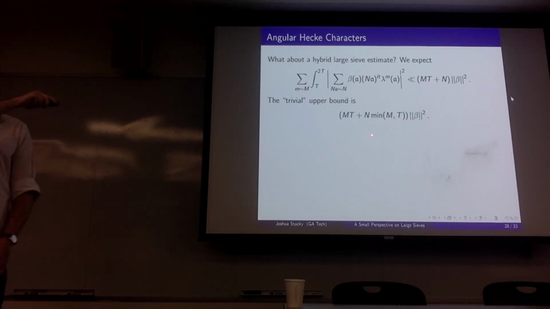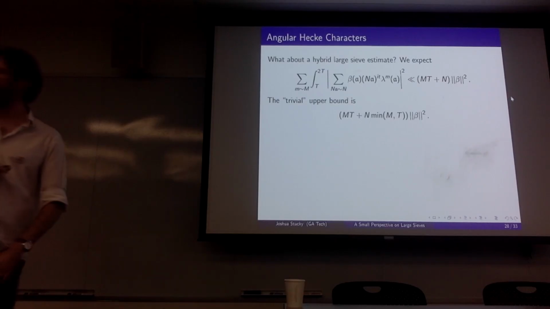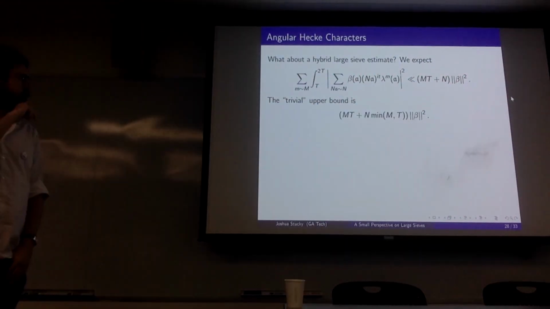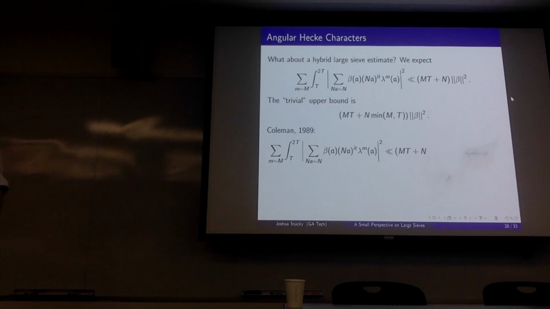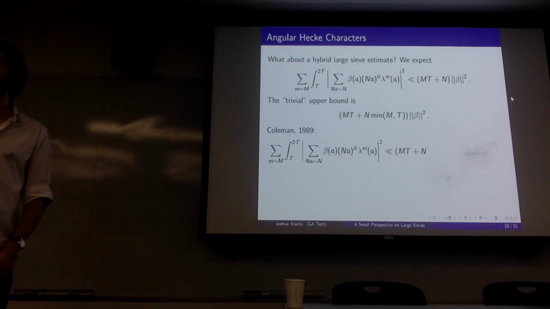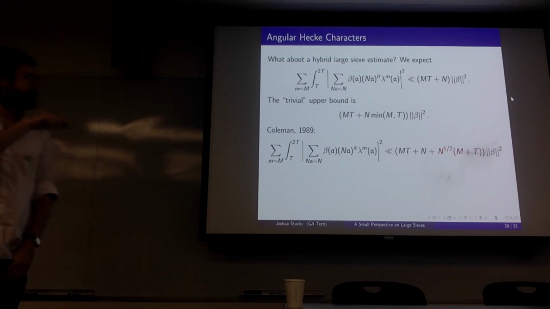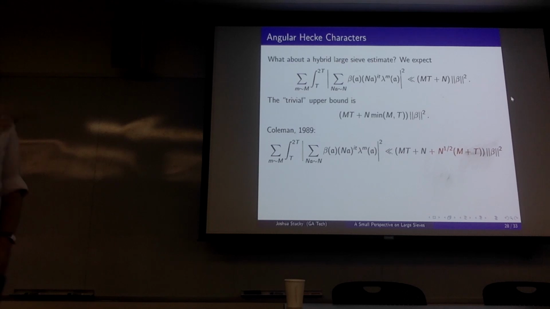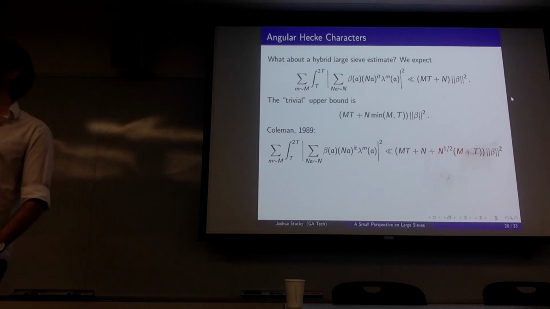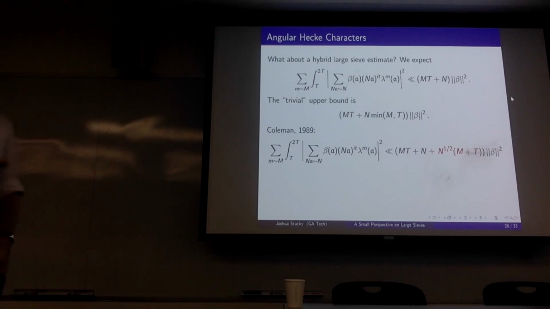The MT factor is correct, but I have this minimum of M and T here, which is not quite what you want. So there's another way that you can do this, and this is due to Coleman back in '89. He is able to get the MT plus N term, but you can tell by the incomplete parentheses that I'm hiding something from you. So you get this extra factor of n to the 1/2 times n plus t. Kind of odd. Let me show you exactly where that comes from. Why does that come up?